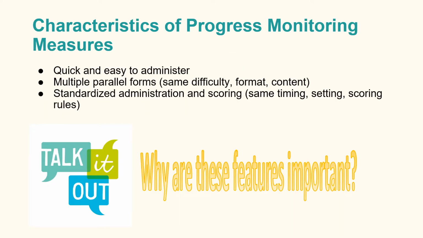These are 3 of the characteristics of progress monitoring measures. They need to be quick and easy to administer. They should occur in multiple parallel forms, meaning they should be the same difficulty, the same format, and the same content each time they're given. They should be standardized in administration and how they're scored, meaning they should be the same timing, setting, and scoring rules each and every time.